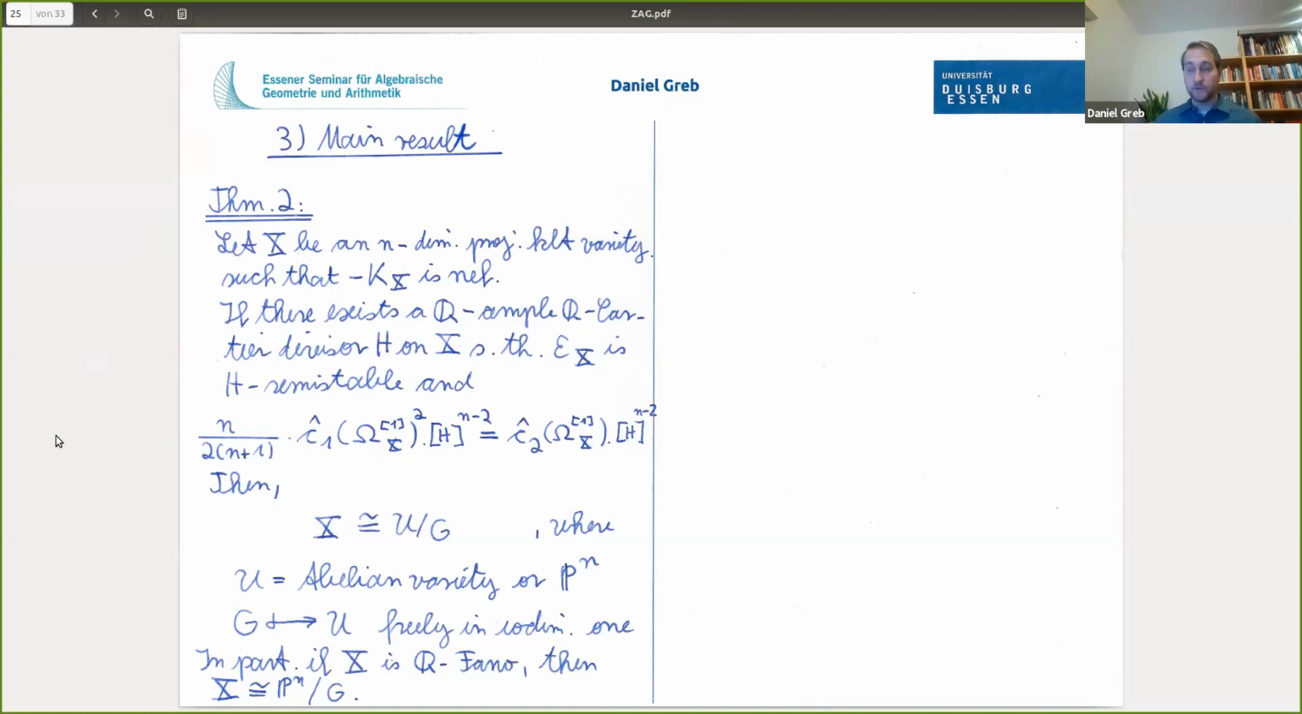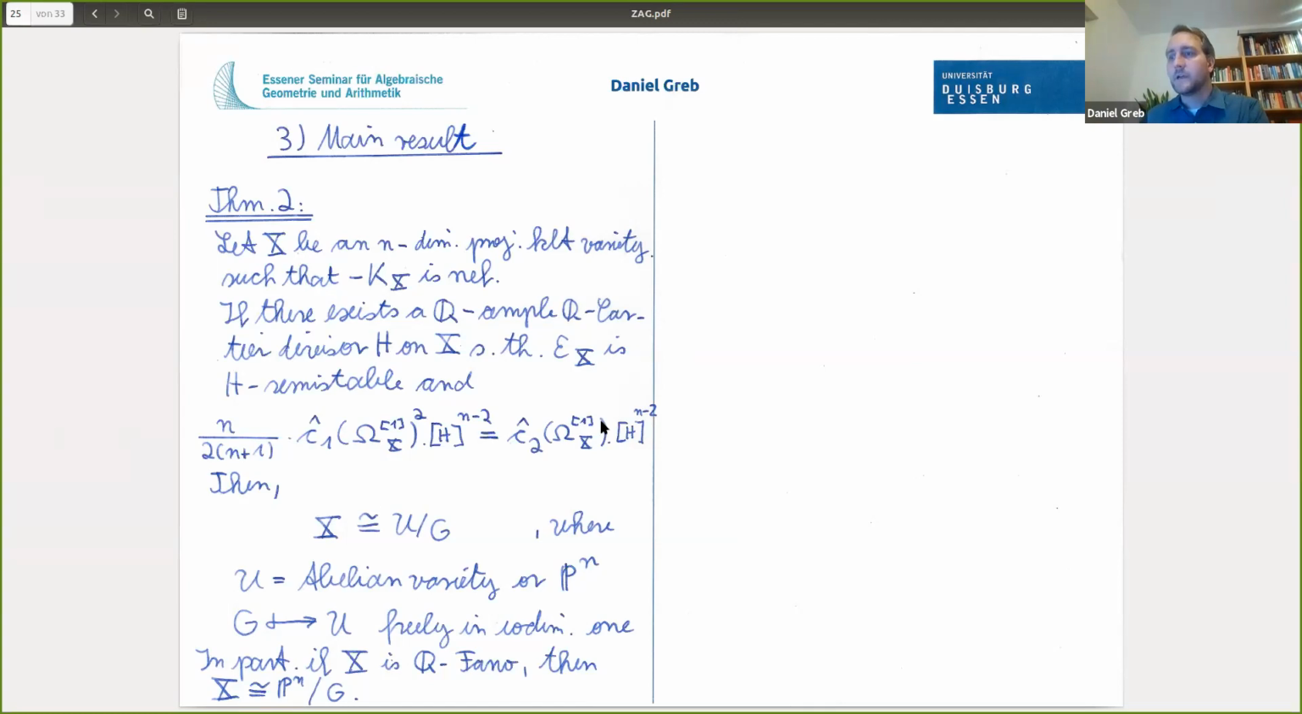So you have a uniformization result, namely X is isomorphic to U mod G, where U is either an abelian variety or P^n. So in particular, either KX is trivial or minus KX is ample. So you have nothing in between. And this G is a finite group which acts on U, and the action is free in codimension 1. So outside of a set of codimension 2, you have a free action, and then you have some singularities in codimension 2 and higher.